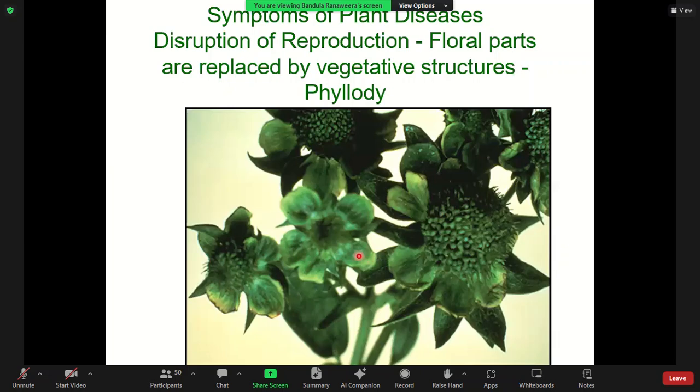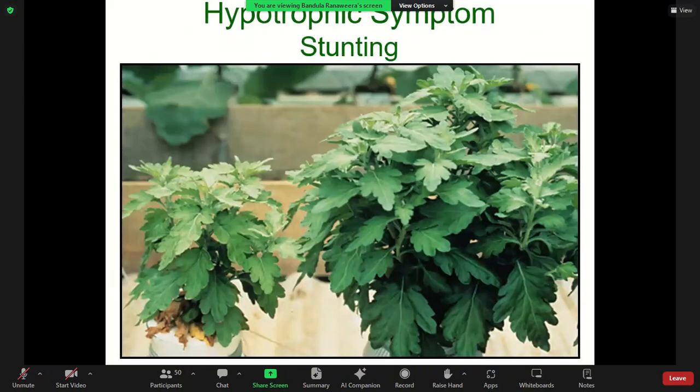Change of the flowers, floral parts. Then earlier we mentioned excessive growth, hypertrophy. Then there can be lower development. Now this is the normally developed plant. Here, this plant is having reduced, impaired, stunted growth. It is considered a hypotrophic symptom. Hypertrophy means excessive development. Hypotrophy means lower development.